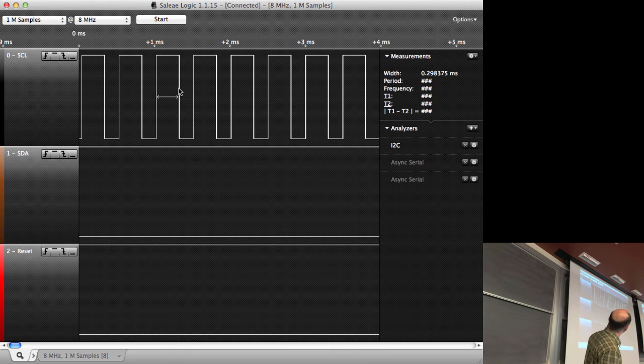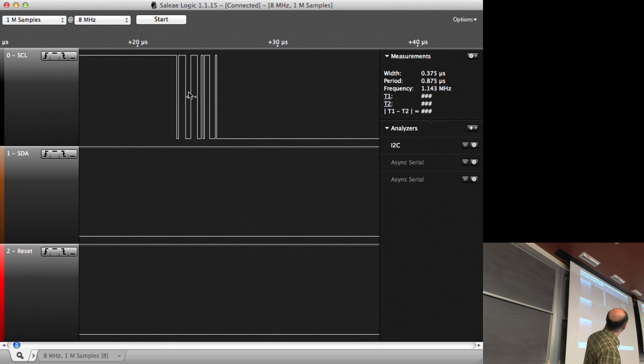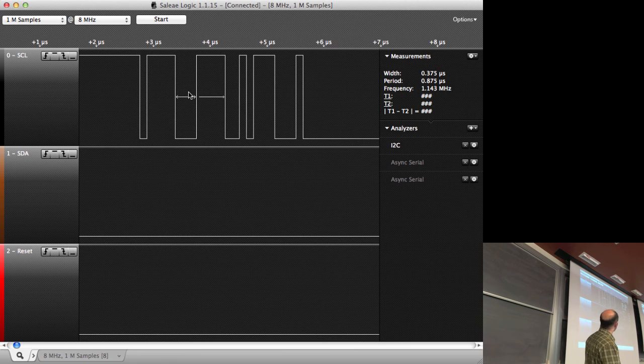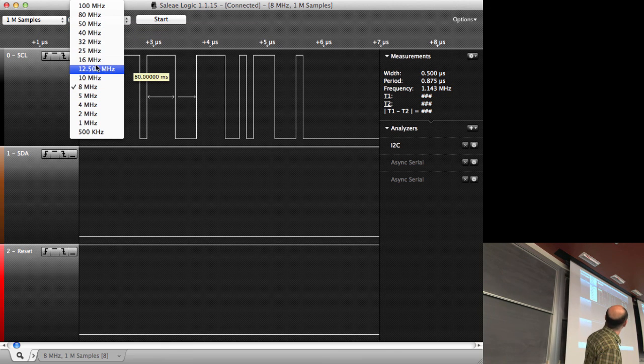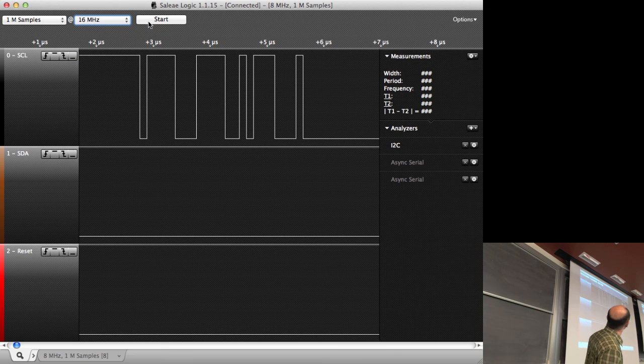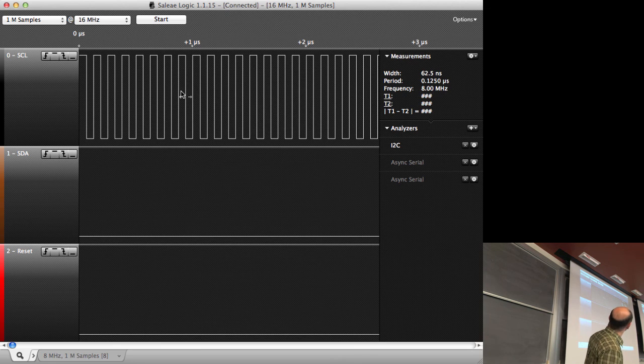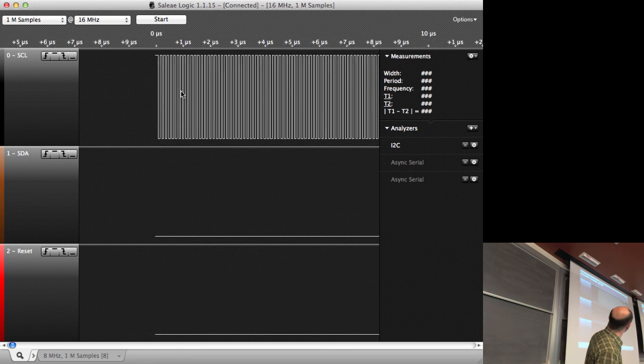If you see here, there's like a wide line. So let's zoom in here. Oh dear. That's odd, right? Well, okay, maybe we don't sample fast enough, right? So right now we sample at 8 megahertz. Let's increase this. Let's go to 16, so we double the speed. Oh, there we go. It's just a square wave, right?